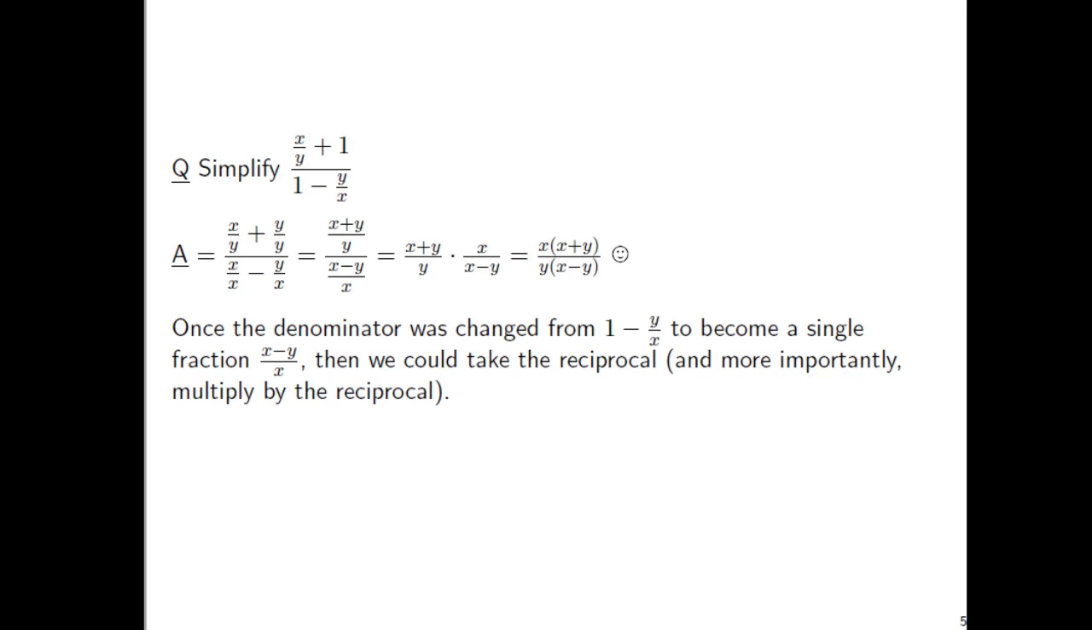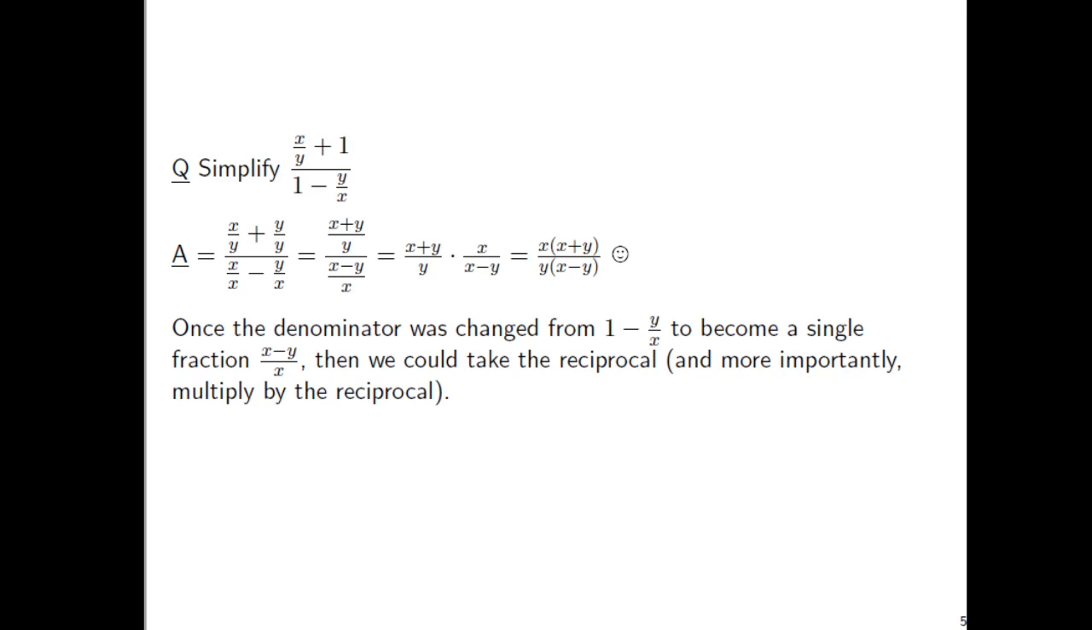Here we now have a single fraction on top, a single fraction on bottom. Instead of doing one fraction divided by another, let's take the first fraction and multiply by the reciprocal of the second fraction. So we have times x over x minus y. Then multiply straight across. One fraction times another, multiply straight across. You have x times the quantity x plus y over y times the quantity x minus y.